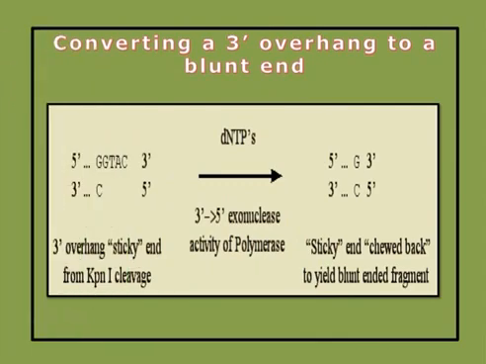On the other hand, if I want to convert a 3' overhang bearing DNA into a blunt-ended DNA, then I will be using the 3' to 5' exonuclease activity of the polymerase to chop up the 3' overhang and finally convert it into a blunt-ended DNA. These are required during the cloning process.